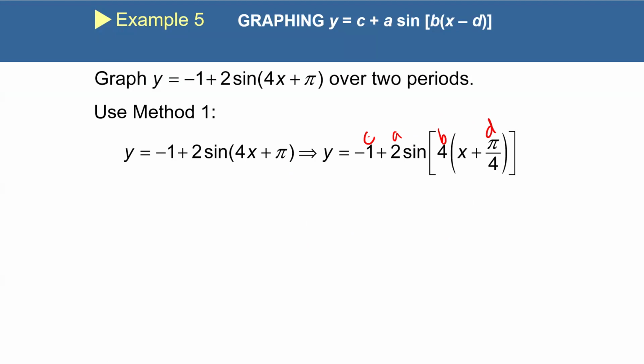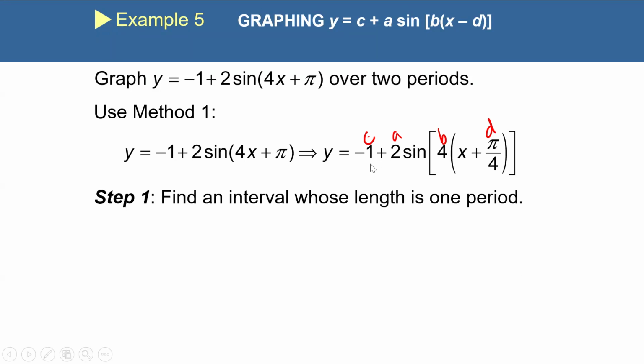Because every piece plays a role, I can describe this function before even graphing it. I know that it has a period of pi over 2. I know that it was shifted horizontally to the left by pi over 4. I know that my amplitude is 2. I then have a vertical translation, and that vertical translation is going to move it up or down. Well, in this case, it's going to move it down.